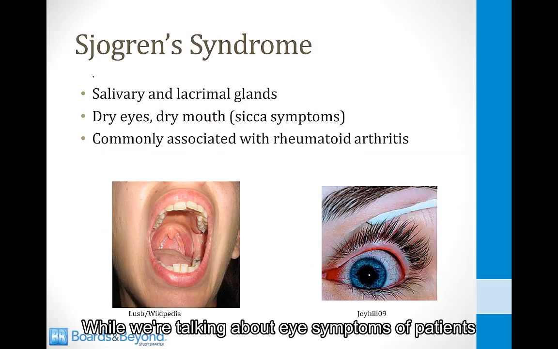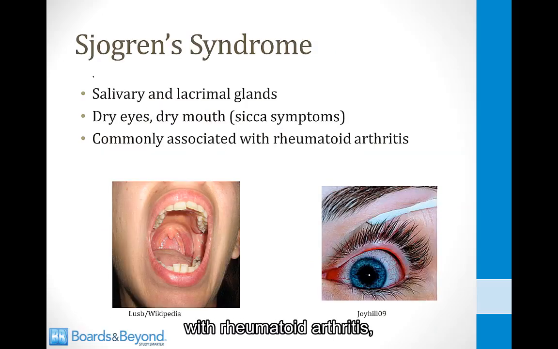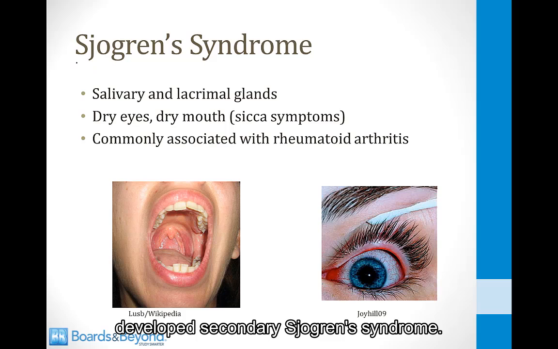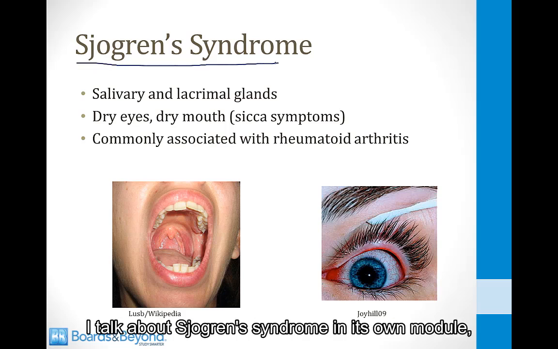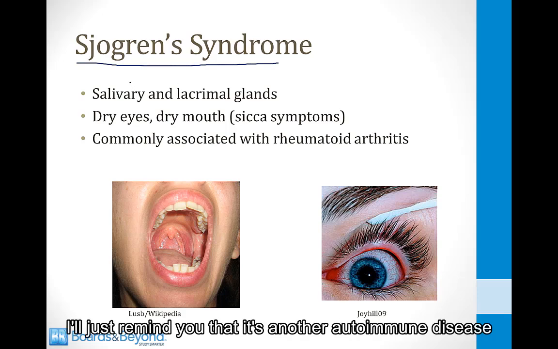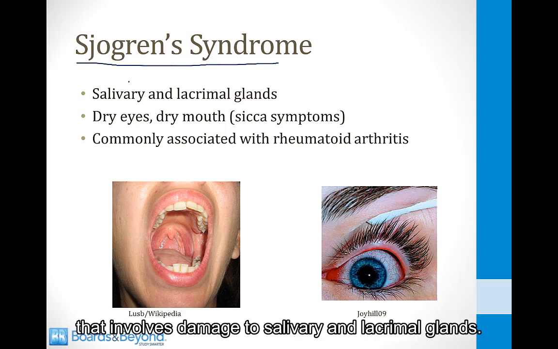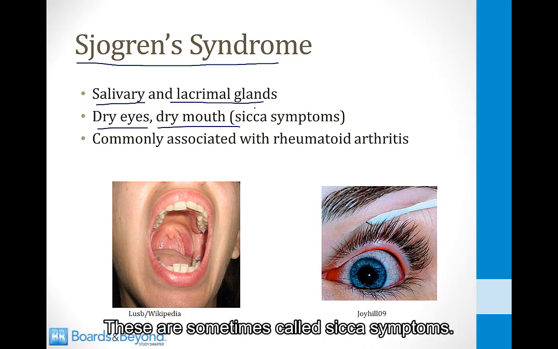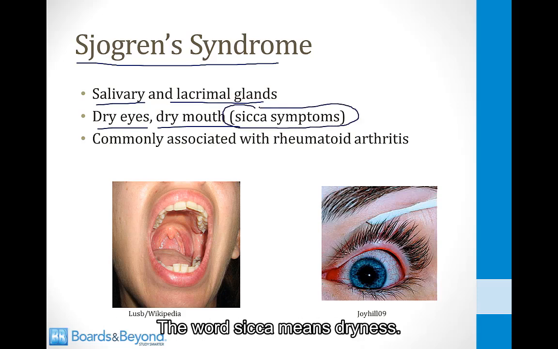While we're talking about eye symptoms of patients with rheumatoid arthritis, let me mention that many patients with rheumatoid arthritis develop secondary Sjogren's syndrome. I talk about Sjogren's syndrome in its own module, but for our purposes here, I'll just remind you that it's another autoimmune disease that involves damage to the salivary and lacrimal glands. The symptoms that develop are dry eyes and dry mouth. These are sometimes called sicca symptoms. The word sicca means dryness.